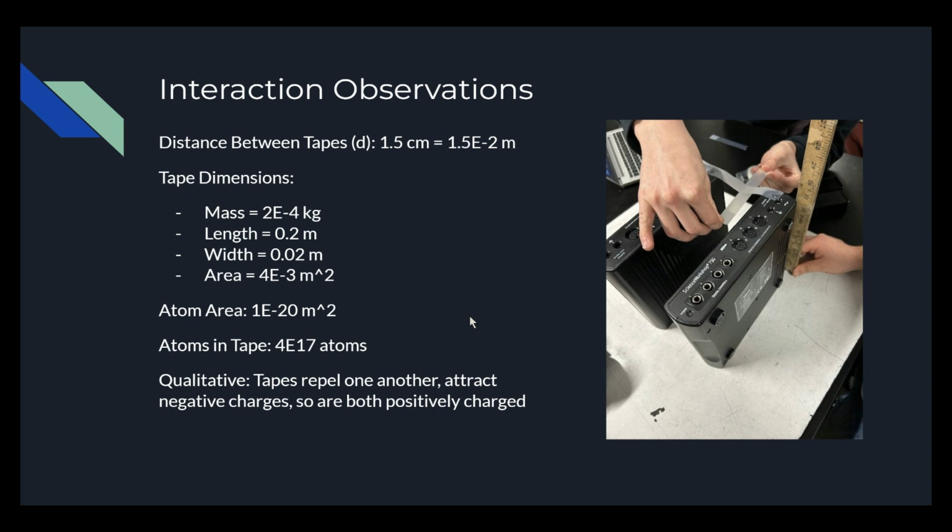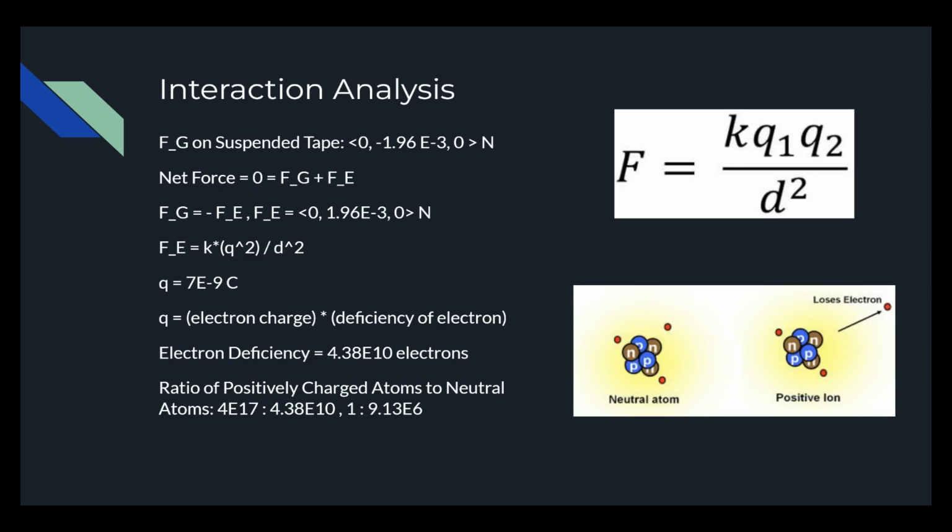You also are going to notice that the tapes repel each other, so they have the same charge, and that because they're attracted to the negatively charged pen, they must be positively charged. What you can see here is the force of gravity, calculated from the tape's mass. Then you can show that that's opposite to the electric force. And then we can reverse the equation to find the approximate charge, which is 7 e to the negative 9th coulombs.